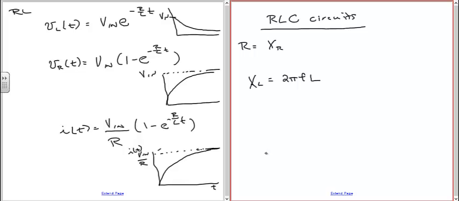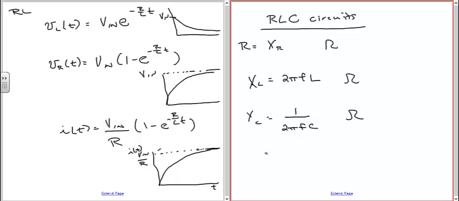That's an X sub L, and X sub C, sorry, that's the capacitor, is equal to 1 over 2 pi F C. So you get these numbers, and they're in ohms. These all have units of ohms.